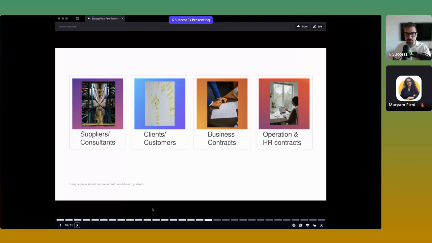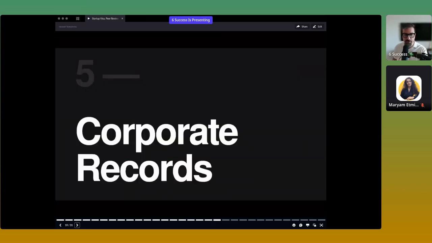Another one is the business contracts. In order to hire consultants, in order to hire suppliers, you need to have business contracts ready. So this is something that they look for a startup to have. And also ultimately how they hire, and their templates and their contracts that you need to have prepared for your startup to run.